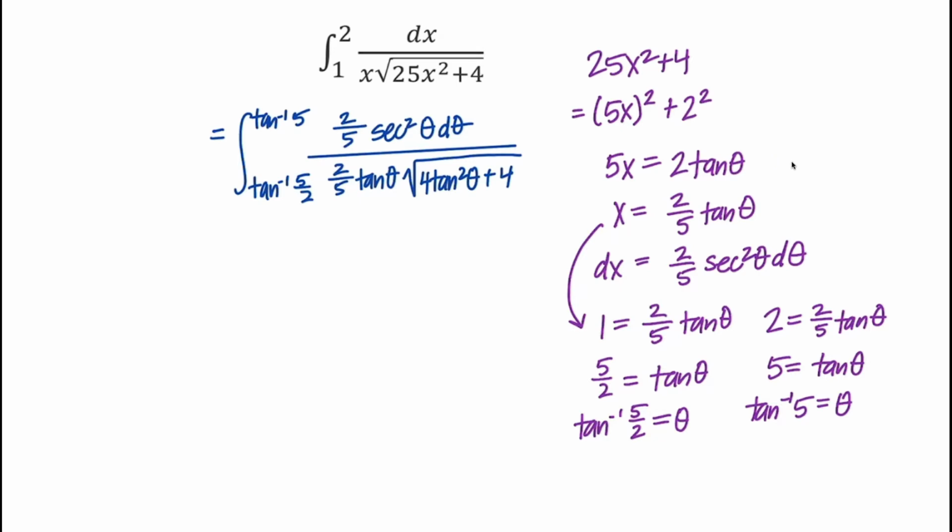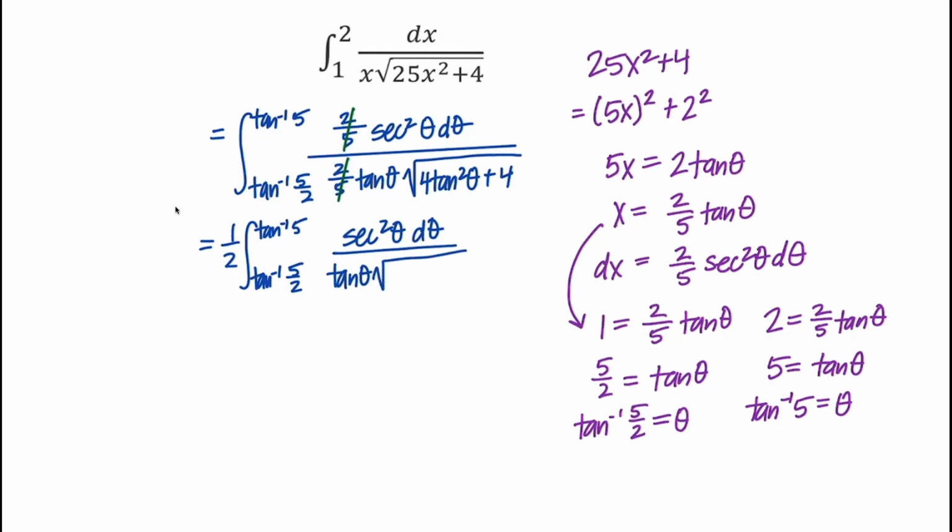All right, let's do some simplifying here. We have the 2/5 over 2/5 is 1. And then underneath the square root, I can factor a 4 out, and then the square root of 4 is 2. So I can pull a 1/2 all the way out of this. So I'll have 1/2 the integral of tan inverse of 5/2 to tan inverse of 5 of secant squared theta d theta over tangent theta. And then underneath the square root, I'll have left tangent squared theta plus 1.